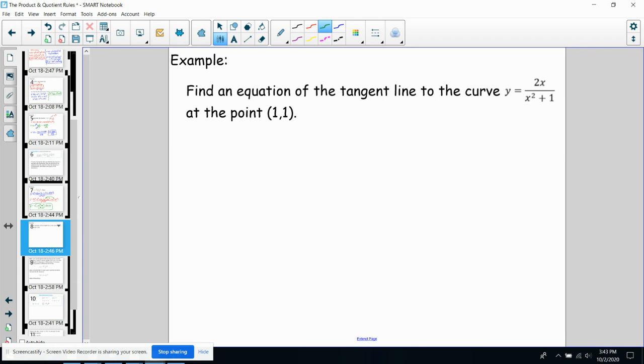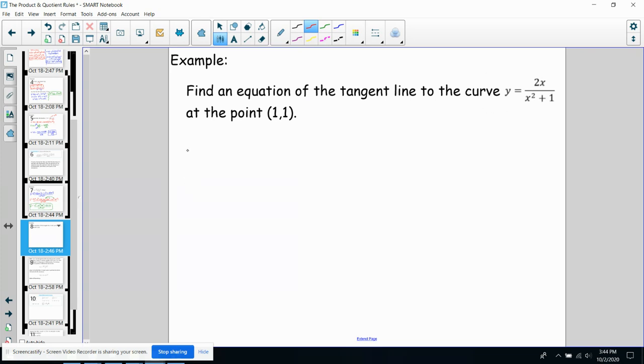So here we want to find an equation of the tangent line to the curve y equals 2x over x squared plus 1 at the point 1, 1. So remember, whenever they're asking for the equation of the tangent line, our first step is to find the slope of the tangent line. And the slope of the tangent line is just the derivative at a particular point. So slope of tangent and derivative mean the same thing. So the first thing we have to do is find the derivative at this point.